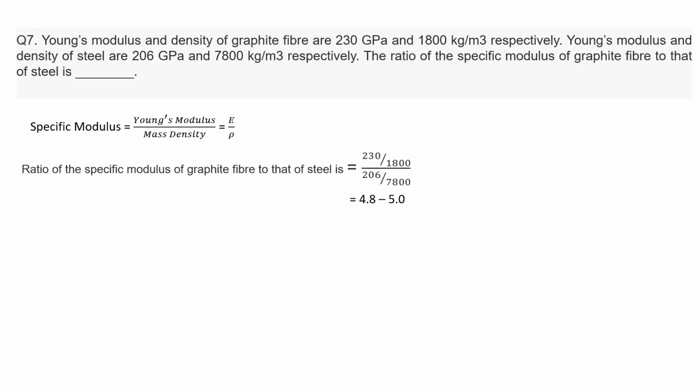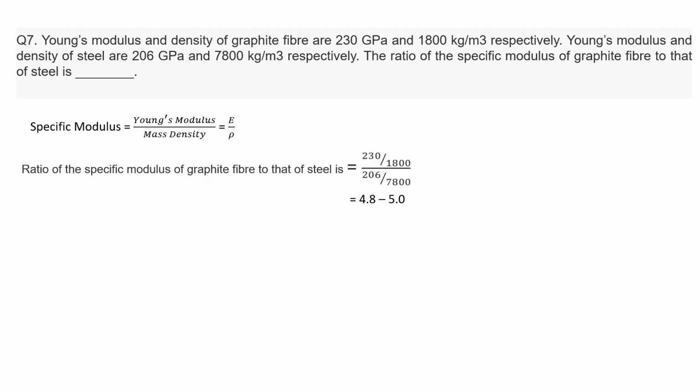So the next question is question number 7. The Young's modulus and density of graphite fiber are 230 gigapascal and 1800 kg per meter cube respectively. Young's modulus and density of steel are 206 gigapascal and 7800 kg per meter cube respectively. The ratio of the specific modulus of graphite fiber to that of steel is.